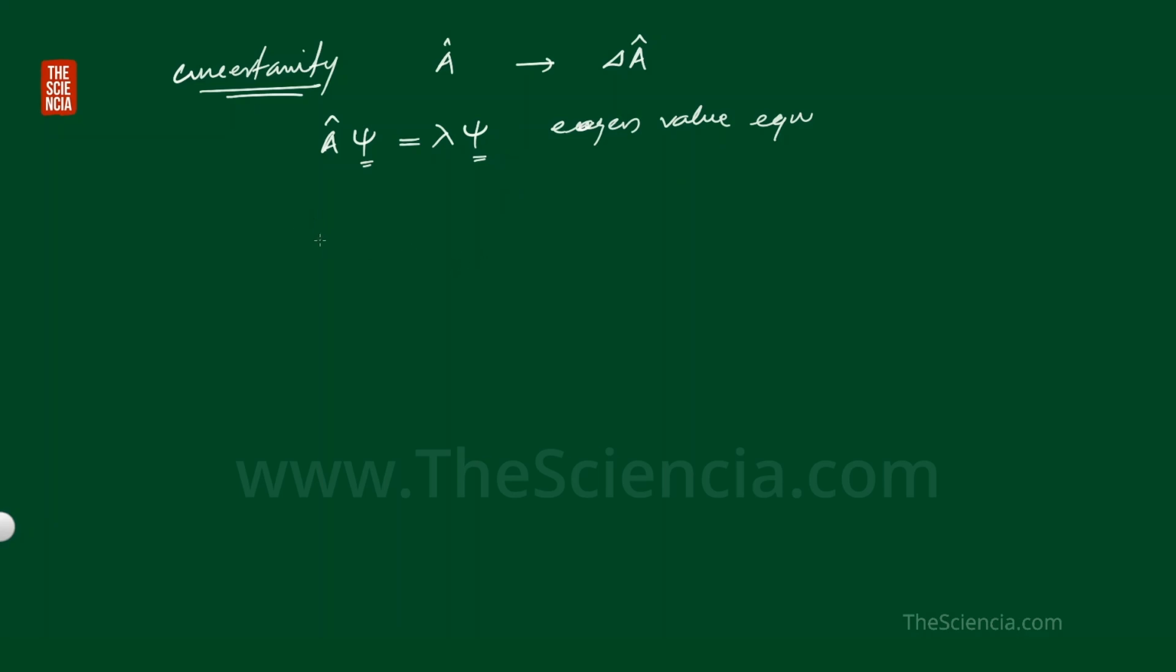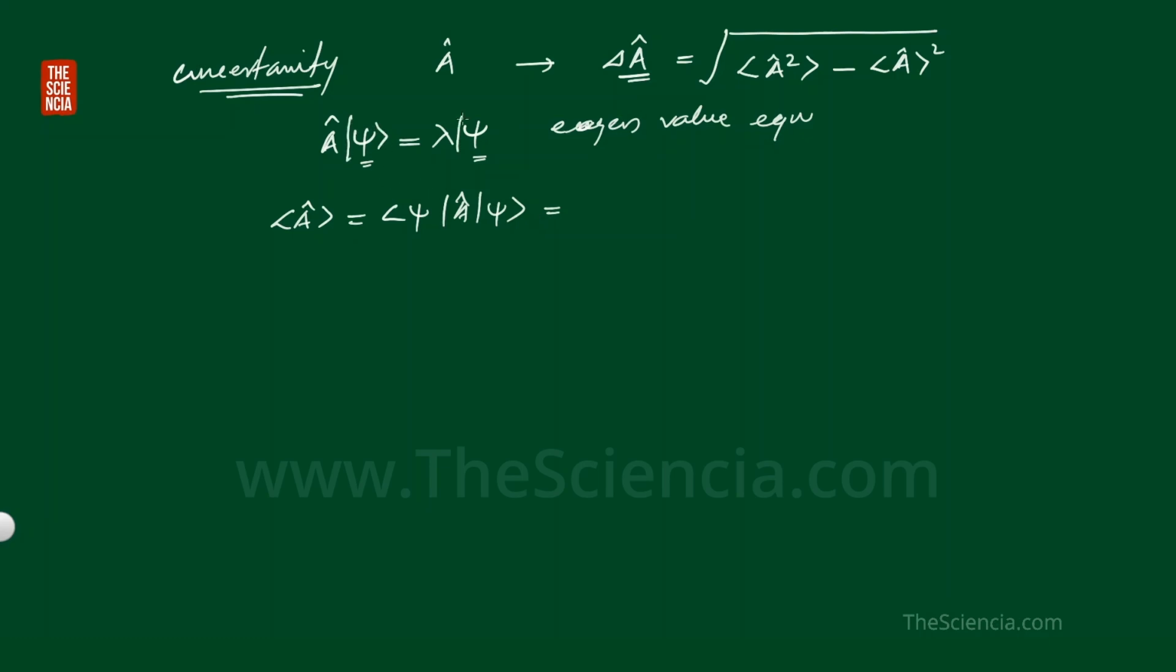Now, I want to find the uncertainty delta A. What is this equation? We already discussed this one. That is, this is equal to the expectation value of A square minus the square of the expectation value of A. So we have to find the expectation value of A. What is the expectation value of A? That is bra psi A ket psi. So here we know this is in Dirac notation. We can write this as this one.